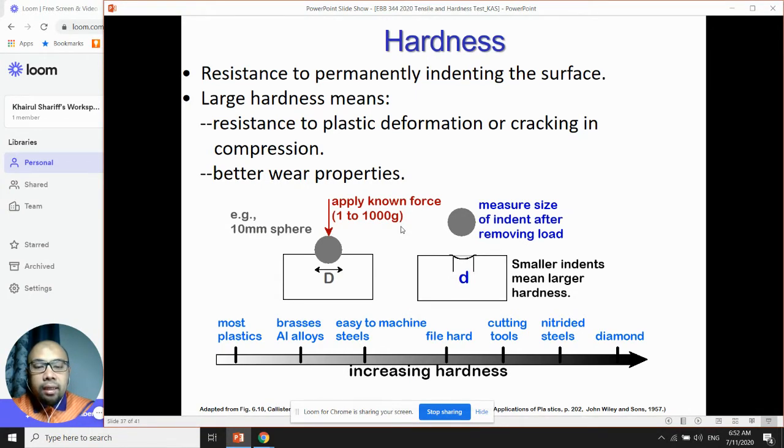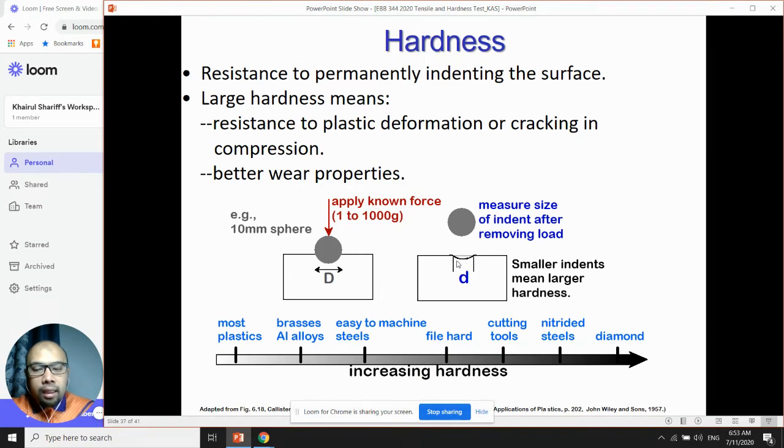So when you do the hardness test, the key indicator is the diameter of the dent area, as well as the height of the dent formation. Meaning the area and height of the dent formation. In this case, when you apply the load with the ball-shaped indenter, you can see there is a dent on the surface.